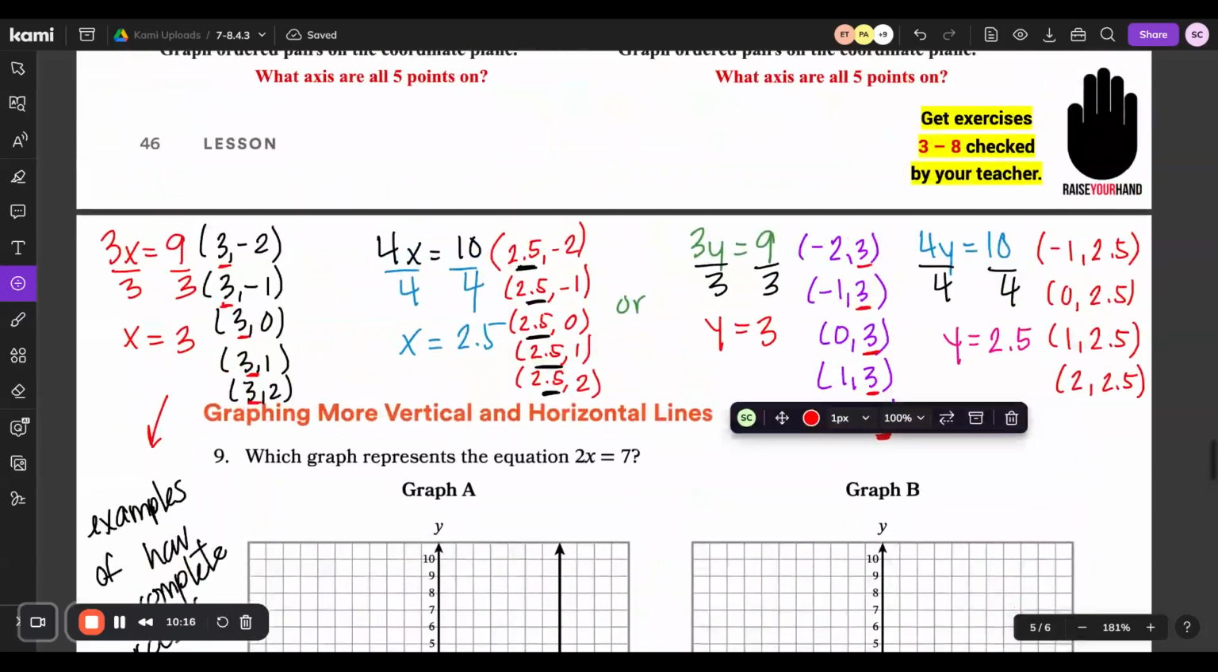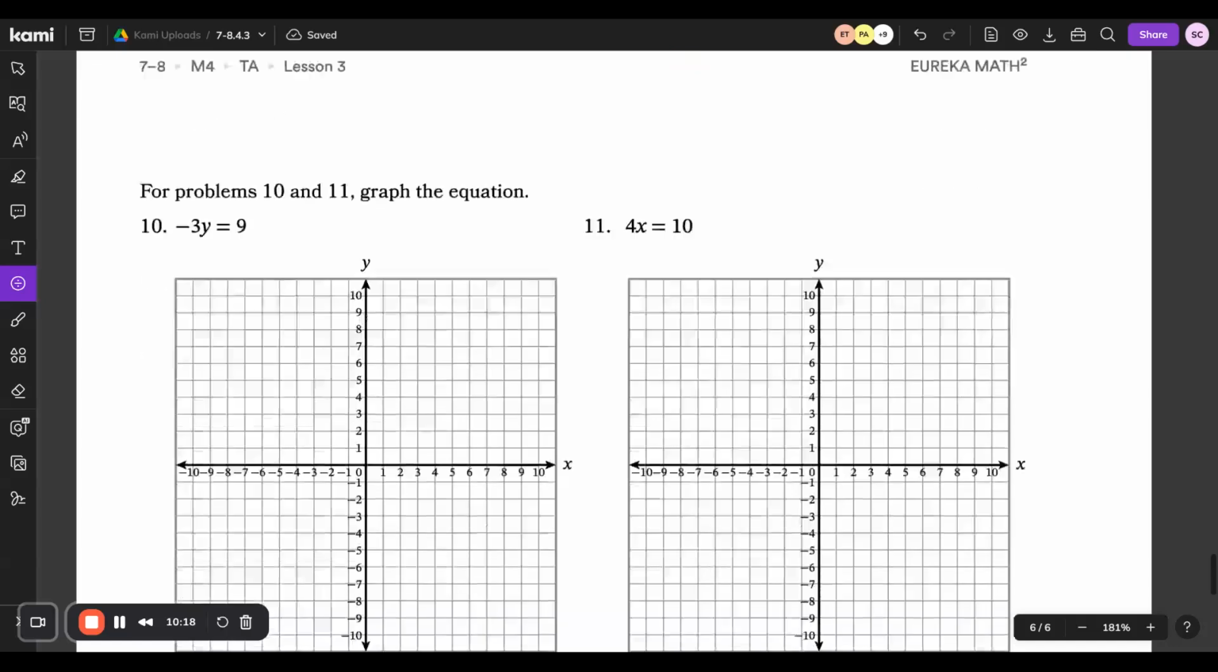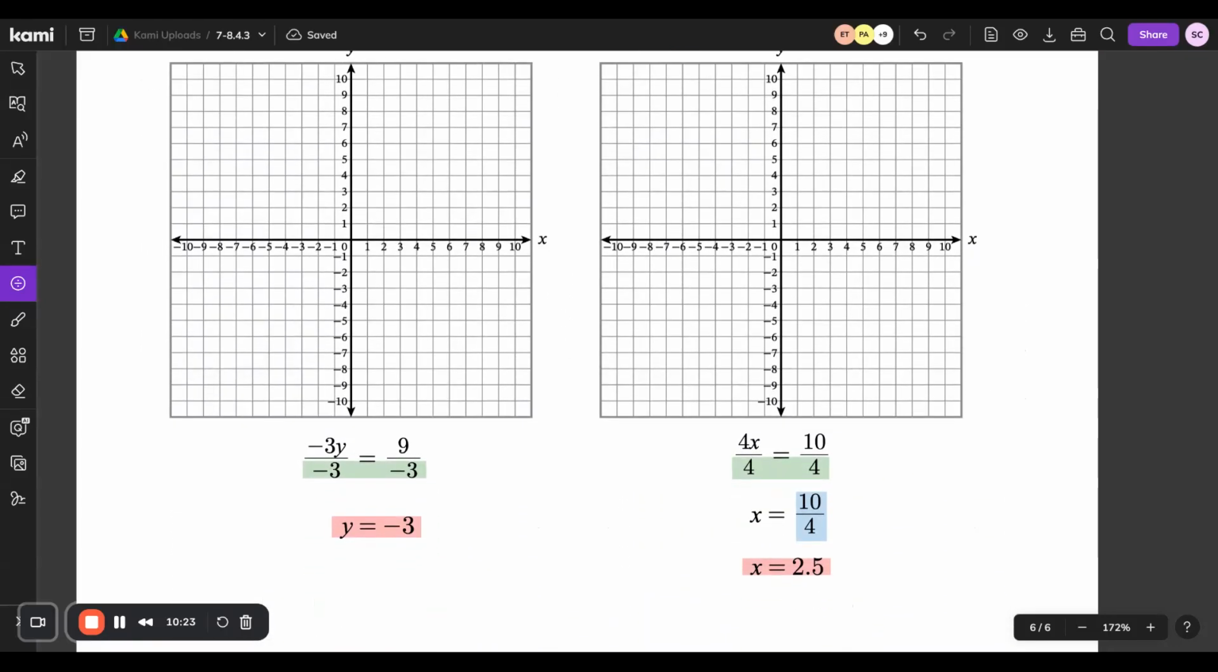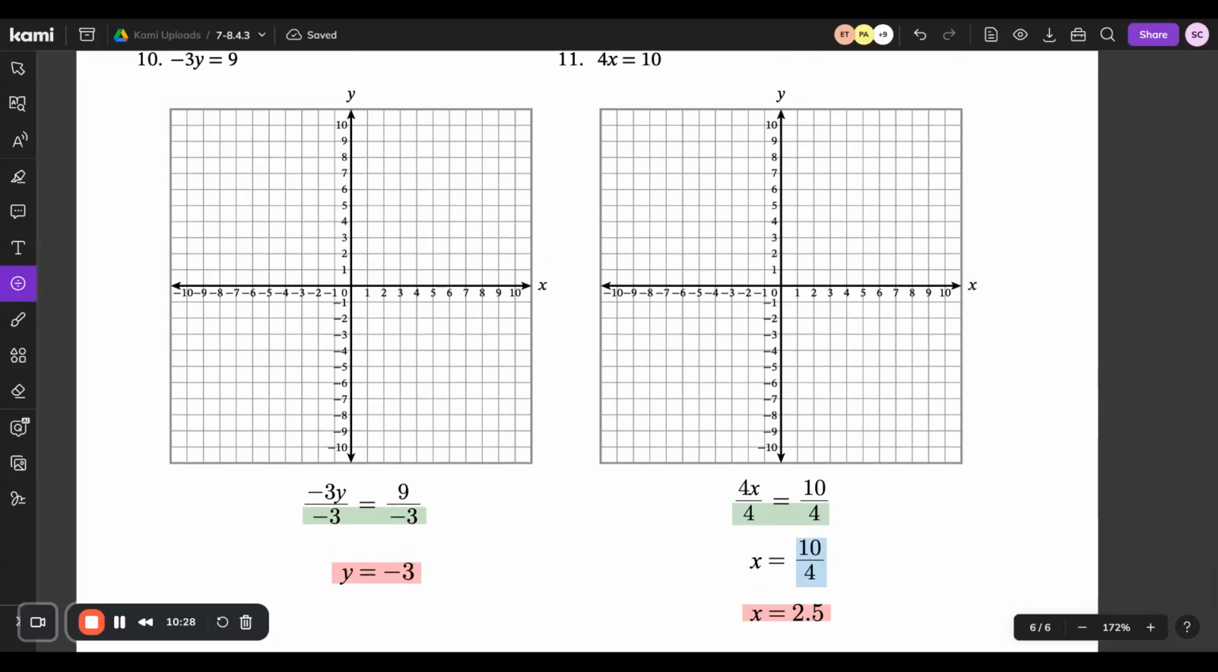So you are actually going to do very similar to these up here at the top. You are going to do the exact same thing with number 10 and number 11 down at the bottom. And if it helps, you can actually create 5 ordered pairs of your own for this one and plot them so that you know how to graph your line. Or if you already understand without having to create ordered pairs, you're going to plot for number 10 where y equals -3. Where is that going to be on your line? And then for number 11, where is x equals 2.5? Where is that going to be on your coordinate plane?